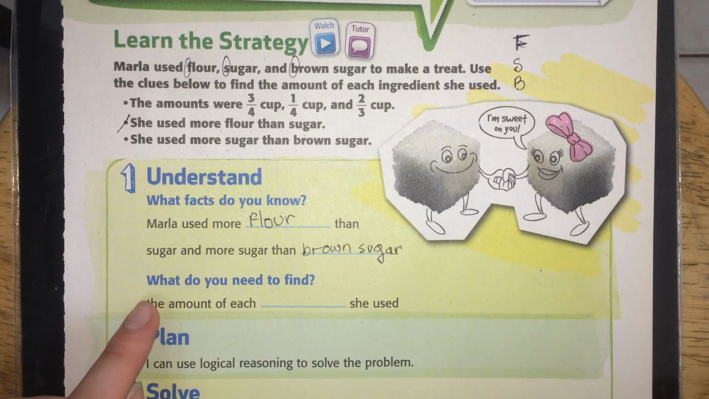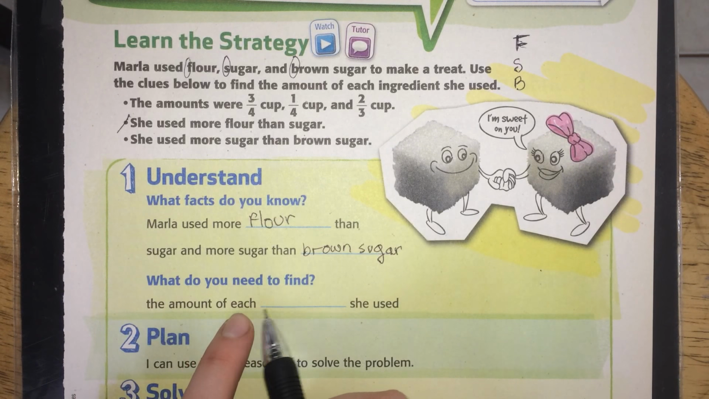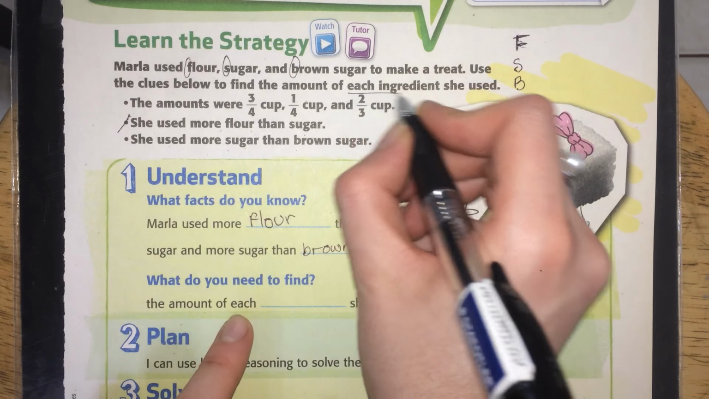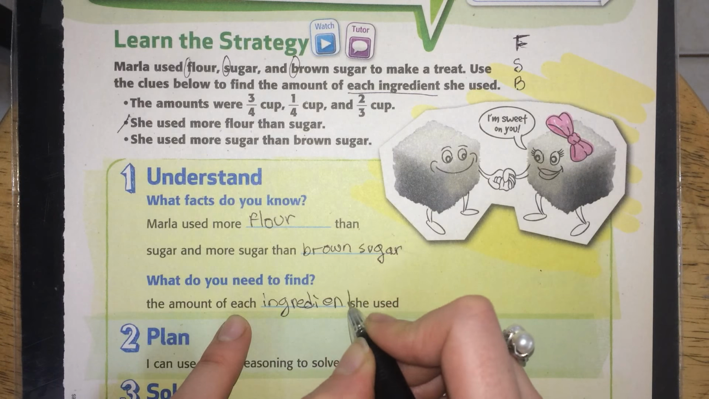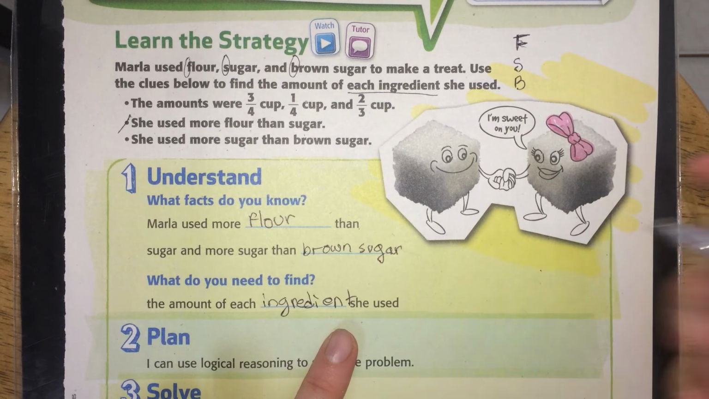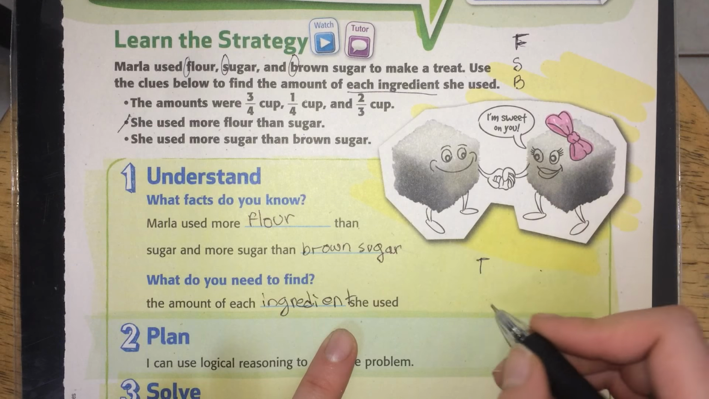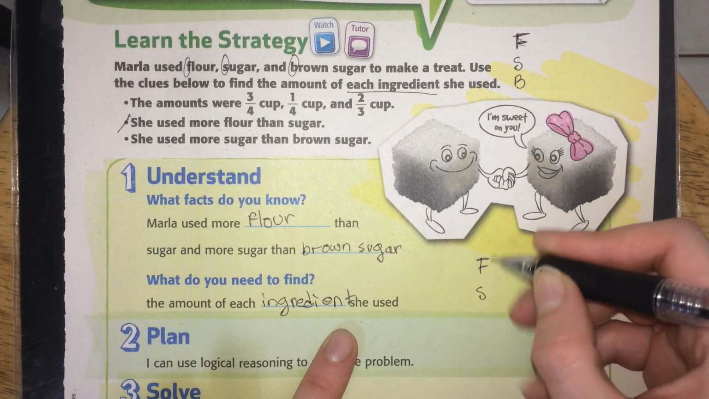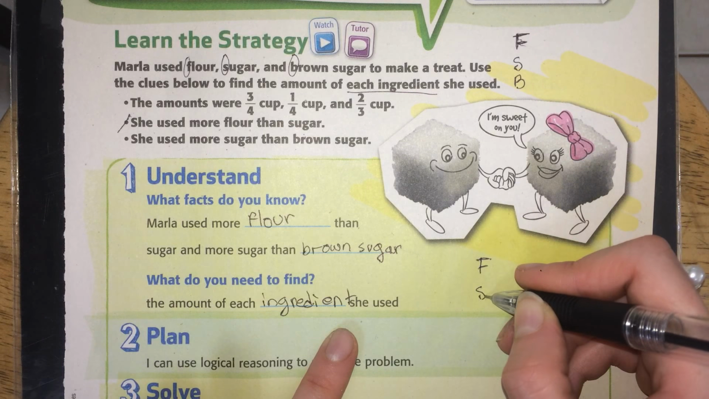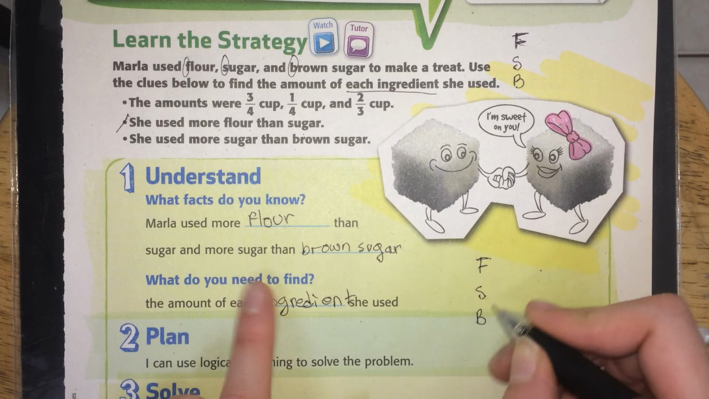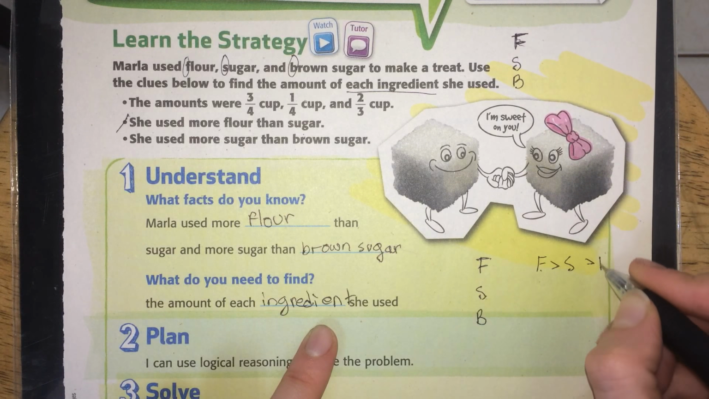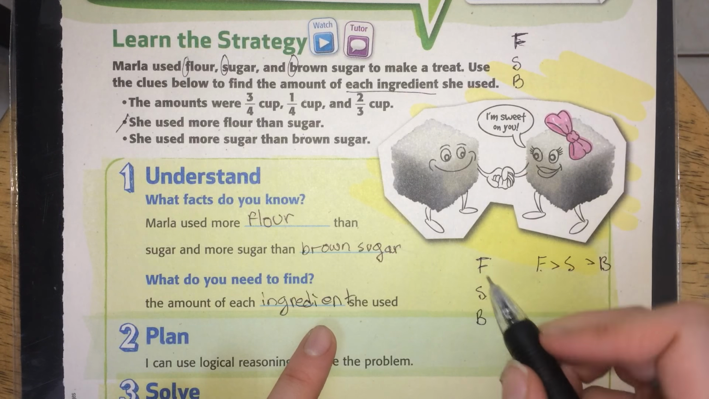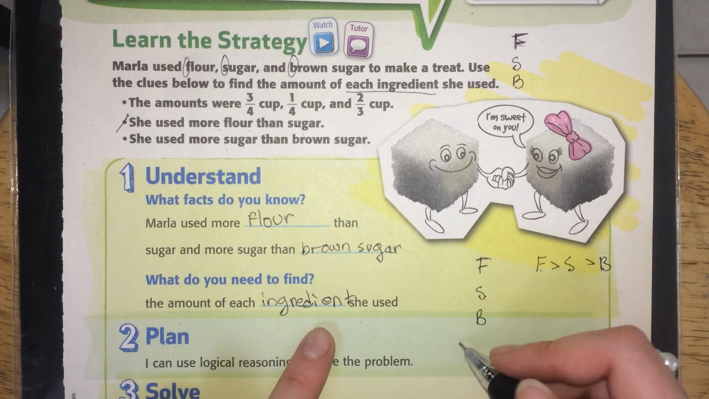Now, what do you need to find? We need to find the amount of each blank she used. The amount of each ingredient. Ingredient means what you put into a cooking recipe. Okay, so let me just rank these. More flour than sugar. So this is first. More flour than sugar, and more sugar than brown sugar. Or you can do it this way, with the greater than symbols. I like to rank it up and down, kind of like that flower power game.